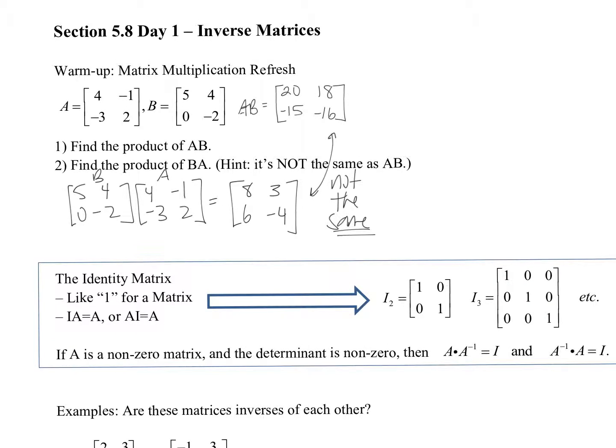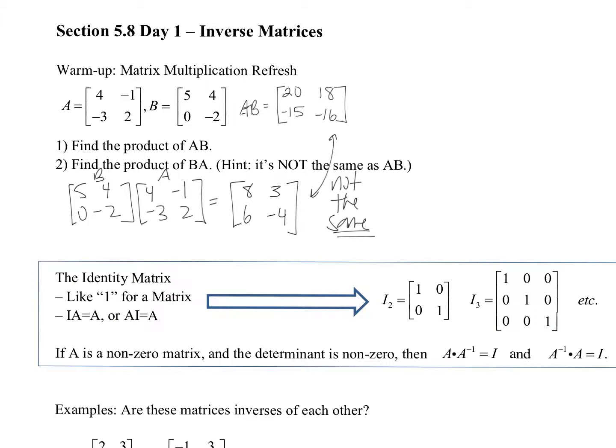Let's talk about identity matrices. It's kind of like 1 for a matrix. When you multiply by 1, it doesn't change the number. Well, if you multiply any matrix by its identity, it doesn't change it. This is kind of weird, but remember when we did Gauss-Jordan and we talked about what winning looked like? It looked like this. That's actually the identity matrix.